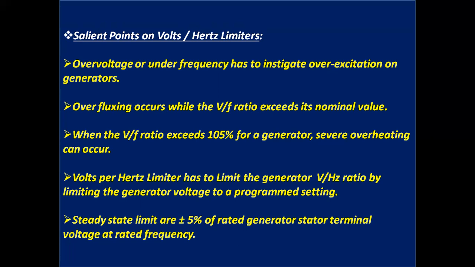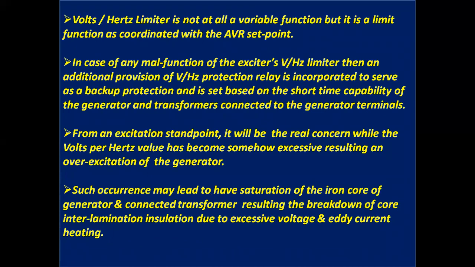Volts per Hertz limiter has to limit the generator volts Hertz ratio by limiting the generator voltage to a programmed setting. Steady state limit are plus minus 5% of rated generator stator terminal voltage at rated frequency. Volts per Hertz limiter is not at all a variable function, but it is a limit function as coordinated with the AVR set point.